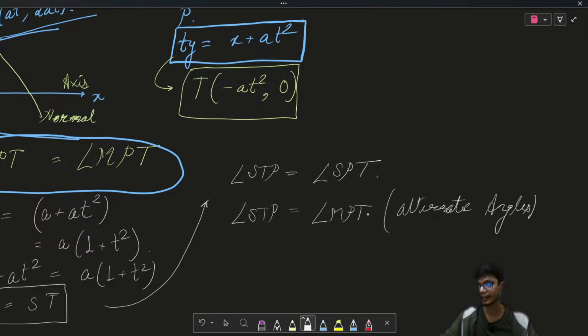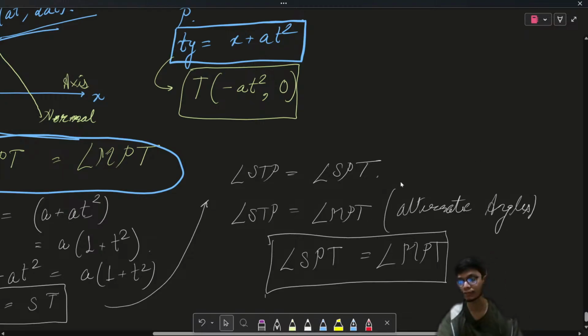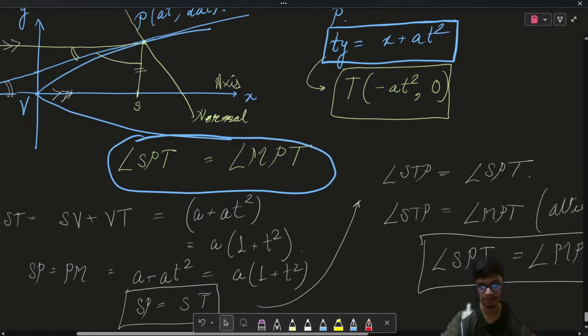Just because they are alternate angles, this is going to hold true, and therefore from here I can easily say that angle SPT is equal to angle MPT. So SPT is equal to MPT, right? Therefore the tangent at any point P bisects the angle between the focal chord and the perpendicular from point P to the directrix.